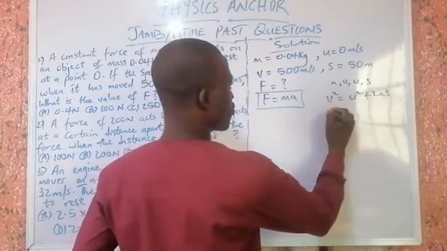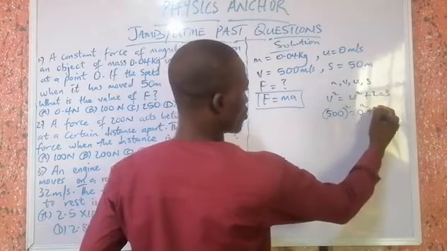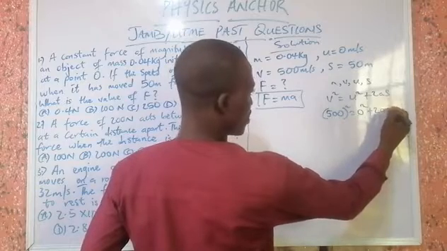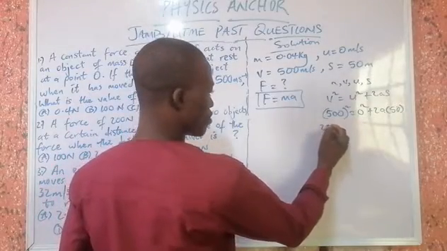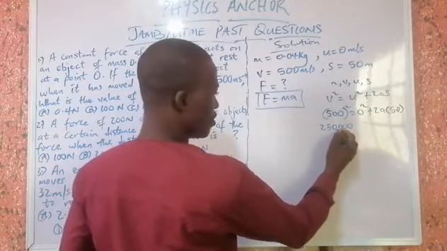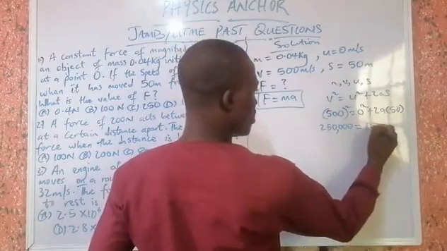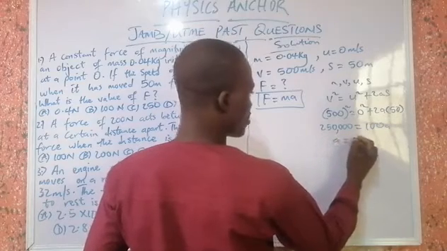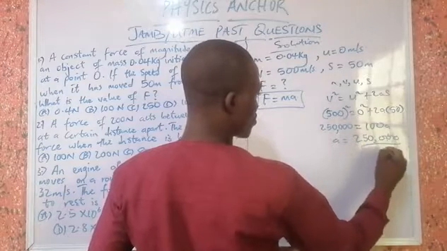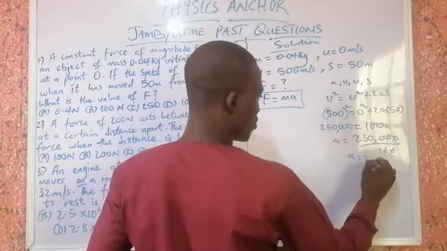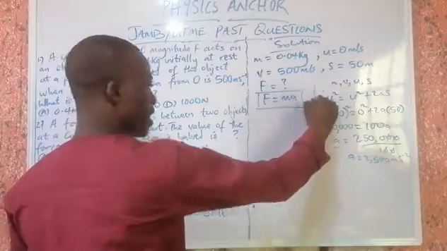So V square, which is 500 square, equals 0 square, our U, plus 2 times A, which we are looking for, times S, which is 50. That will give us 250,000 equals 2 times 50, which gives 100A. So my acceleration will be 250,000 over 100. Let this cancel this. So acceleration equals 2,500 meter per second squared. So this has given me my acceleration.